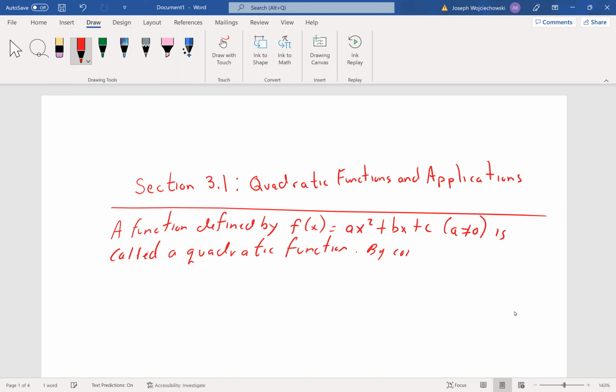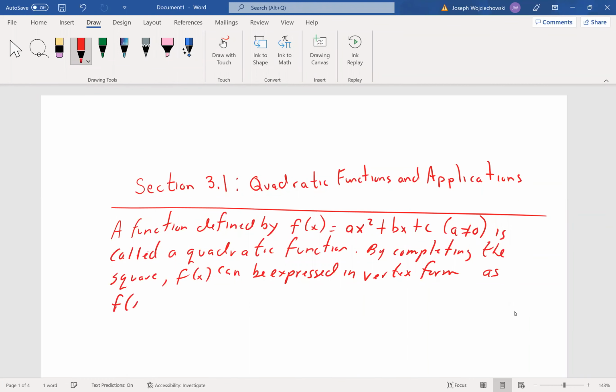By completing the square, f of x can be expressed in vertex form as f of x equals a times x minus h squared plus k.